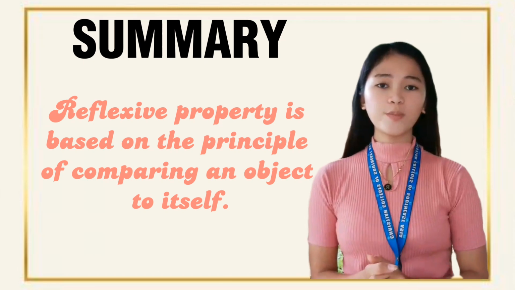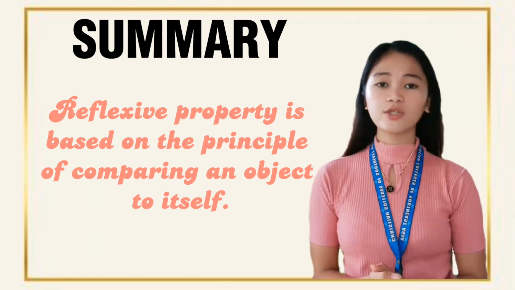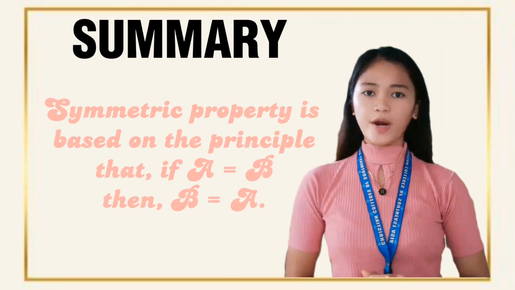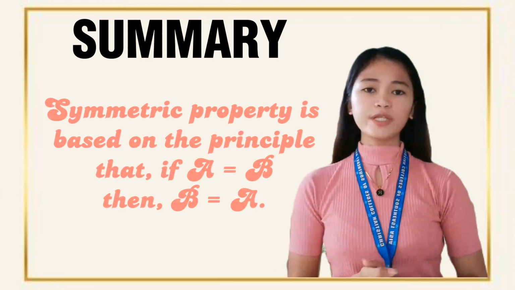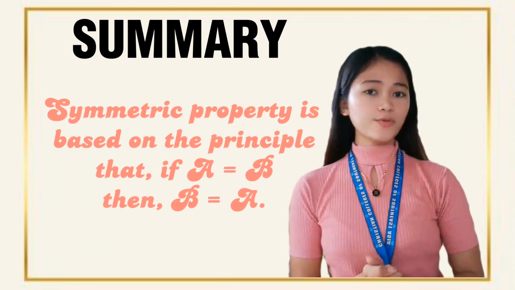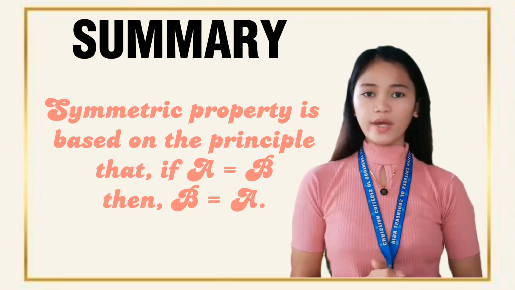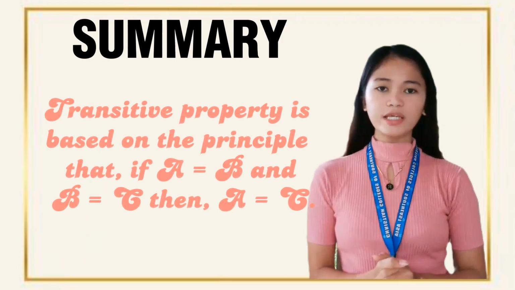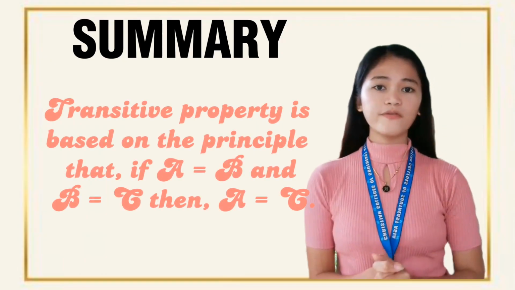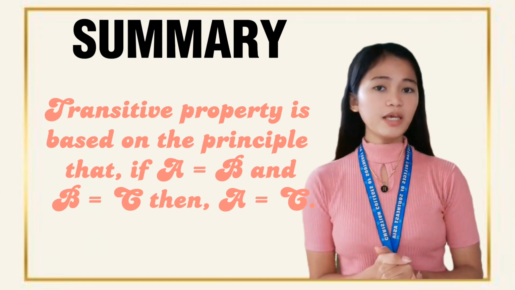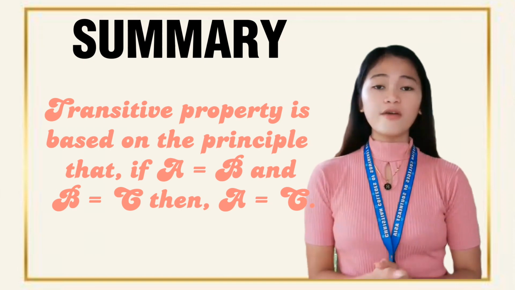Reflexive property: it is based on the principle of comparing an object to itself. Symmetric property: it is based on the principle that if A is equal to B, then B is equal to A. Transitive property: it is based on the principle that if A is equal to B and B is equal to C, then A is equal to C.